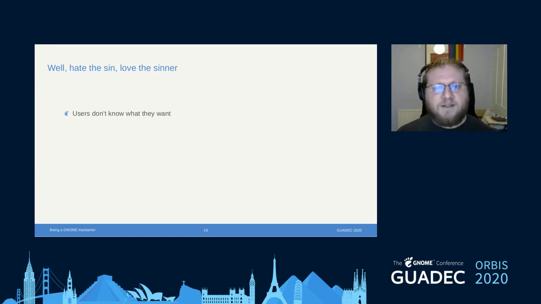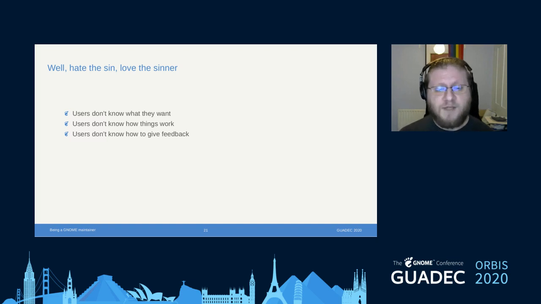There are also some fundamental truths about users. Like, users do not know what they want. They barely know what they want to achieve sometimes. They definitely don't know how things work. They do not know how to give feedback out of the box. It's an acquired skill. It's not something that comes naturally to human beings.